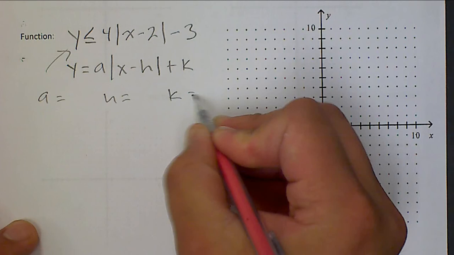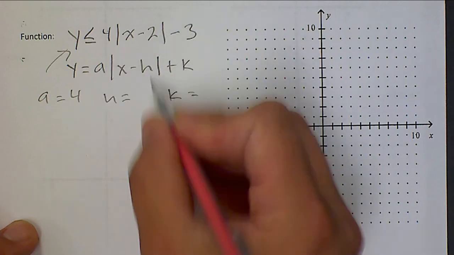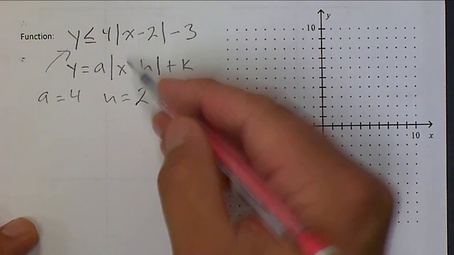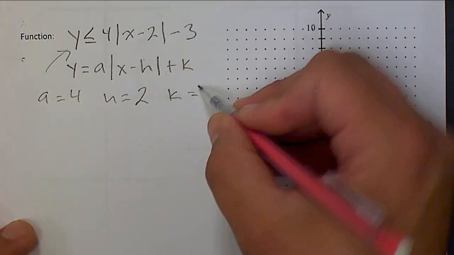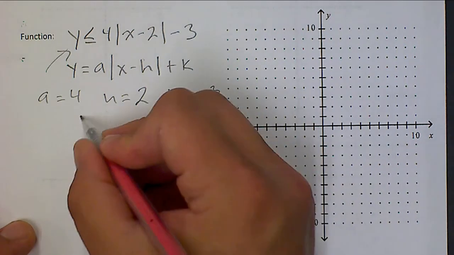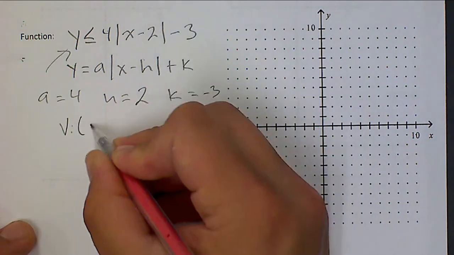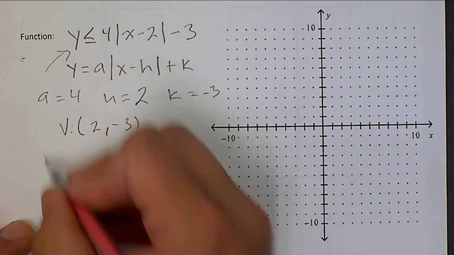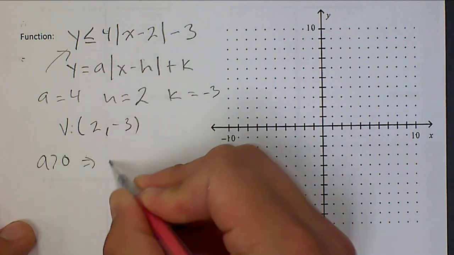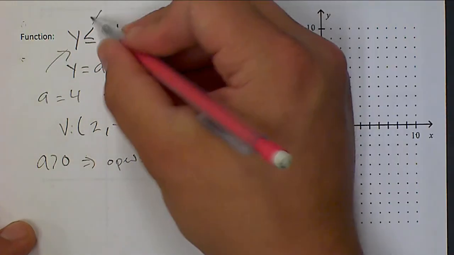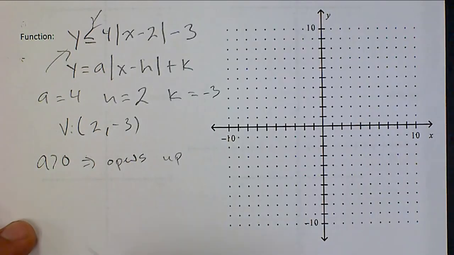A is equal to 4. H is equal to positive 2. Remember the sign, take the opposite. And k is negative 3. That means the vertex is at (2, negative 3). A is positive, so that means this opens up. And I have a less than or equal to bar, so I'm going to use a solid line.